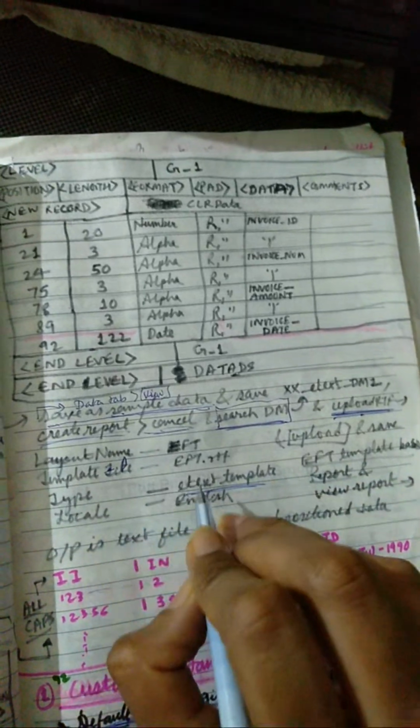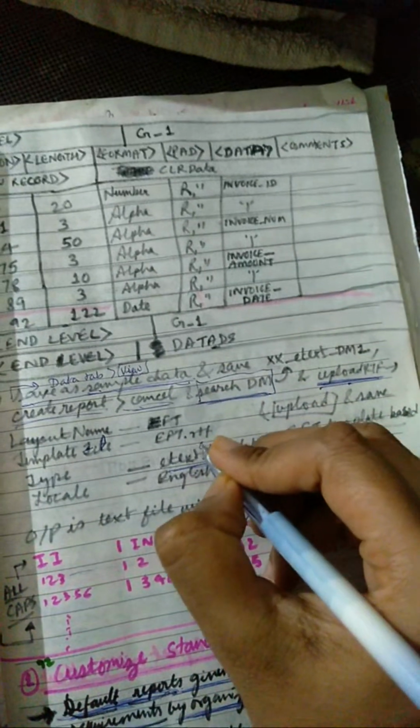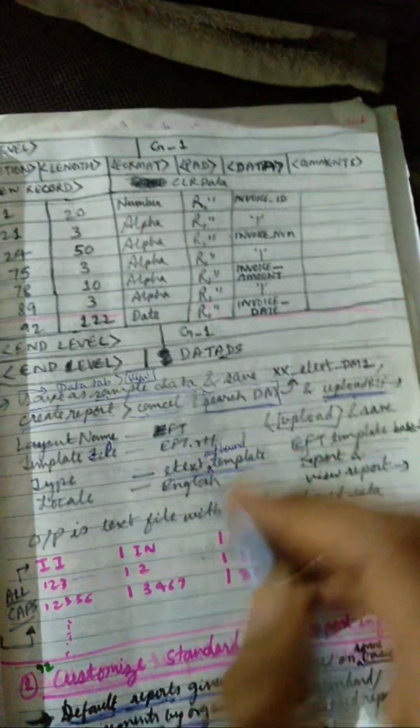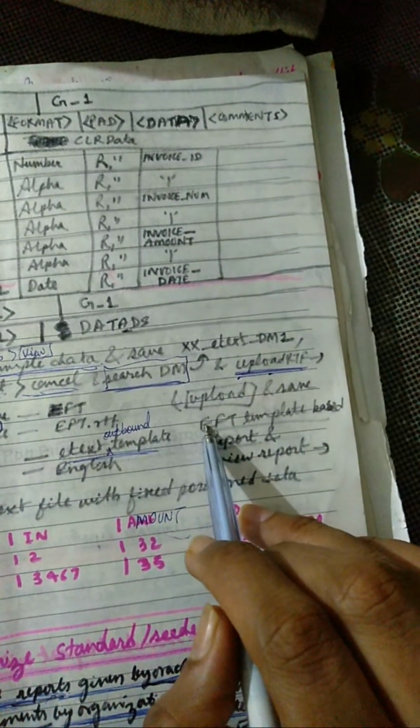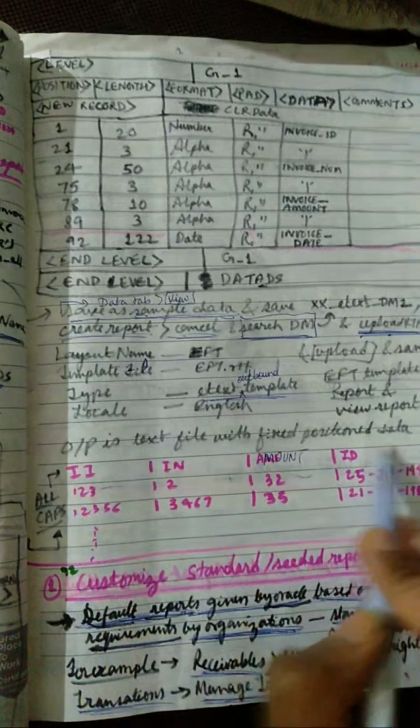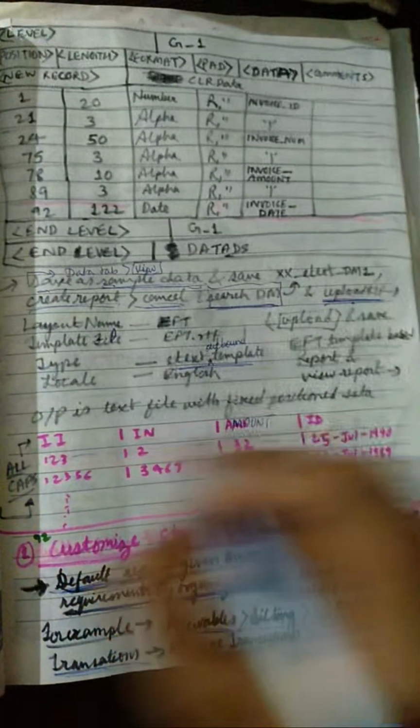then you have the type as ETEXT outbound template, you will choose local. After upload is done, you will just save, and save as ETEXT template based report, and click on view report. This is how my output should look. So I have just written this in shortcuts.